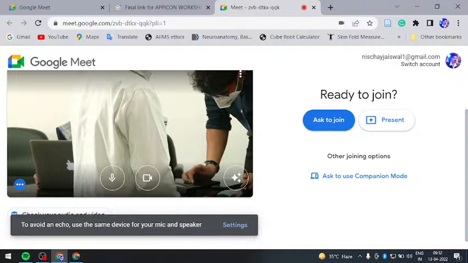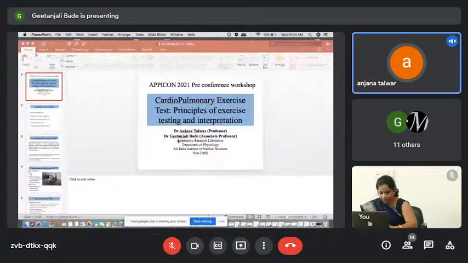I welcome all the delegates who have taken time to join this pre-conference workshop today. As Dr. Geetanjali has said, this workshop is from the Respiratory Research Lab in the Department of Physiology. And I'm the faculty in charge of the lab, and Dr. Geetanjali Bade is also associated with the lab along with me, and we are managing the lung functions as well as the cardiopulmonary exercise testing.